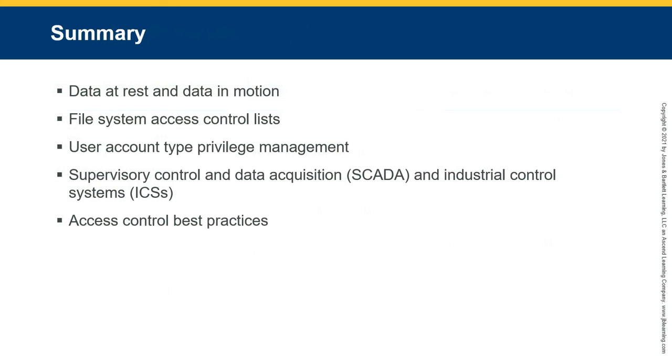Summary: data at rest and in motion, file system access lists, user account type privileges, supervisory control and data acquisition (SCADA), industrial control systems (ICS), and access control best practices.